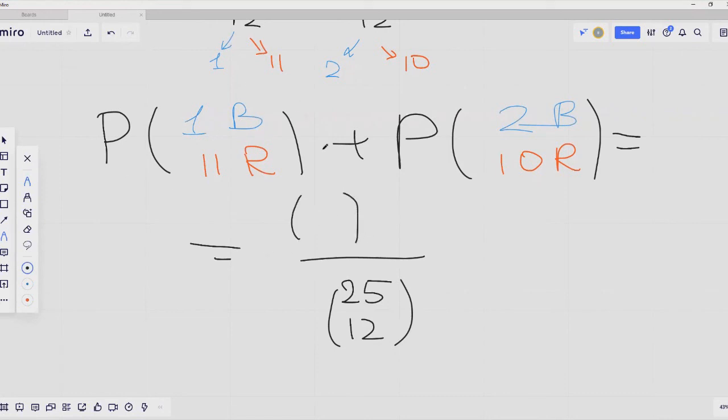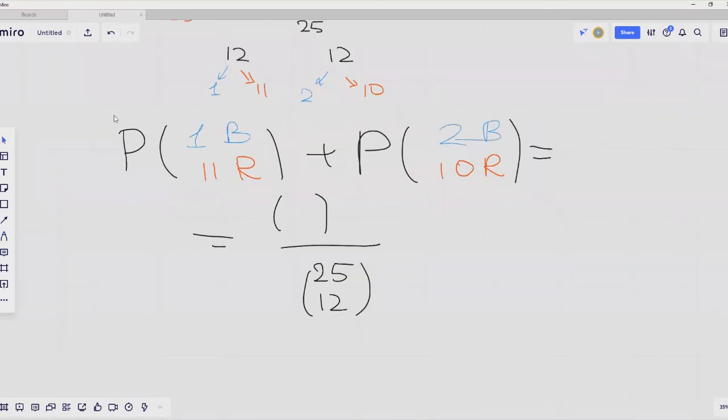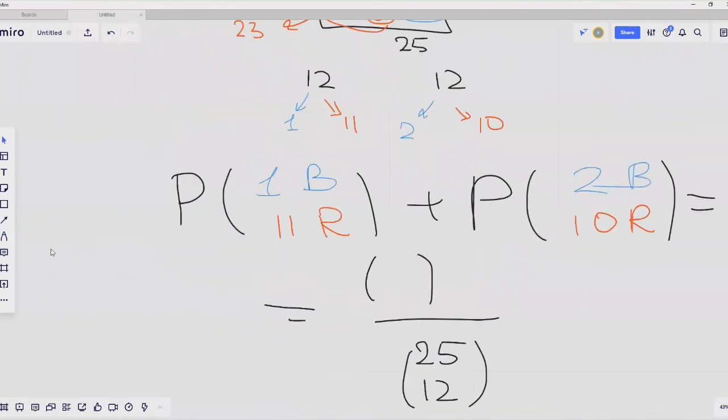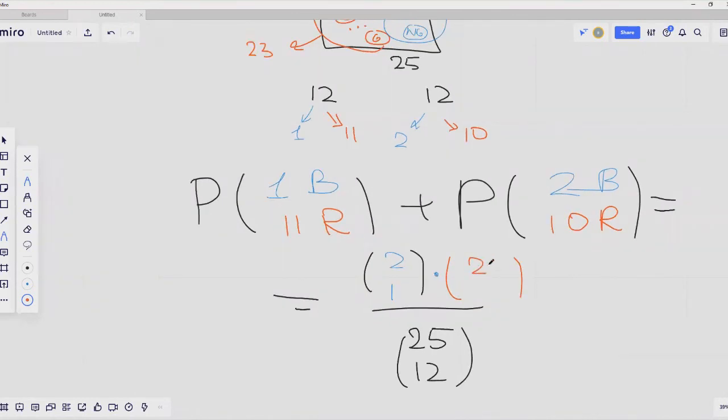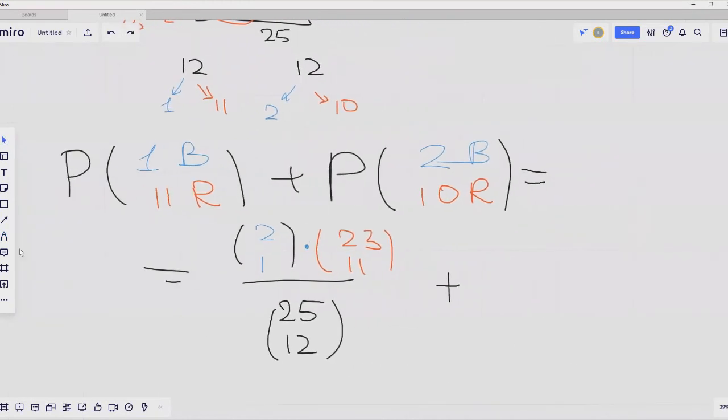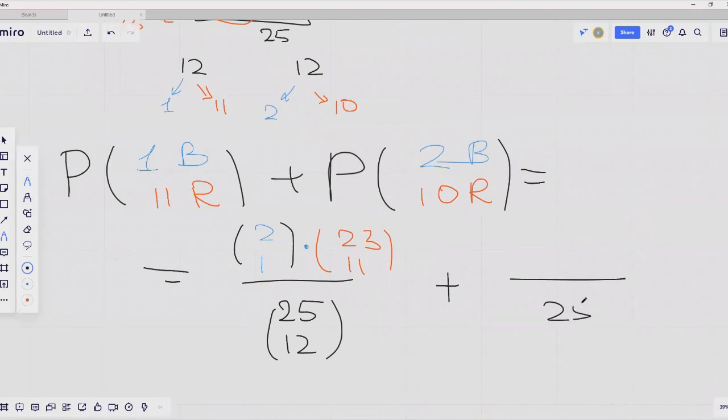Now, for the first probability here, there are two blue chips in our urn. So we choose one, the number of ways of choosing one blue chip out of the two available in our urn, multiplied by there are 23 red chips, so 23 choose 11, the number of ways of choosing 11 red chips out of 23, plus the second probability over here is given as 25 choose 12.